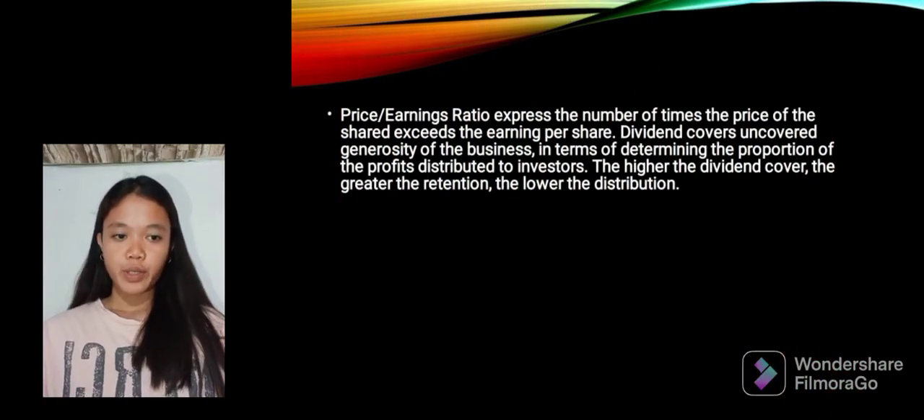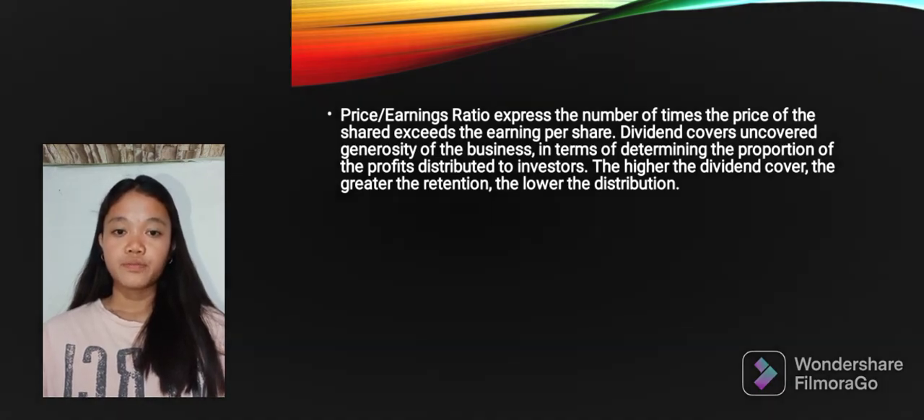Price earning ratio expresses the number of times the price of the share exceeds the earning per share. Dividend yield reveals rewards to investors, comparing the dividends paid to them with the market price of the shares. Dividend cover uncovers the generosity of the business in terms of determining the proportion of the profits distributed to investors. The higher the dividend cover, the greater the retention, the lower the distribution.